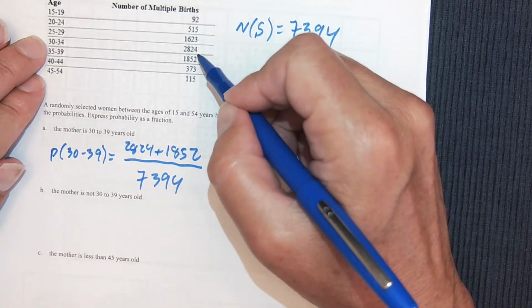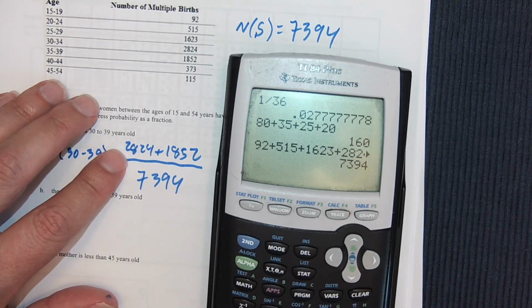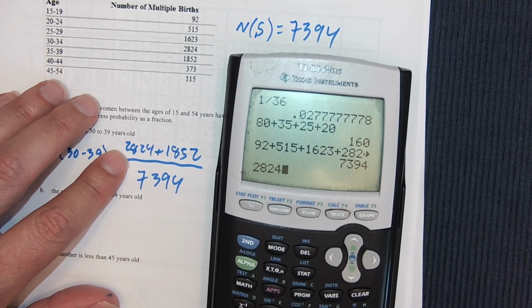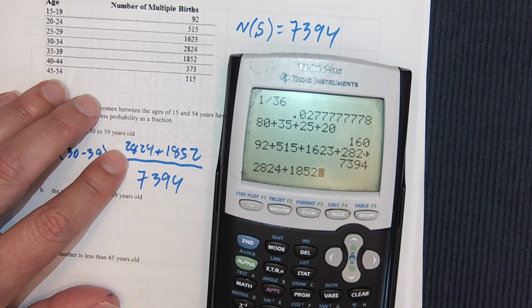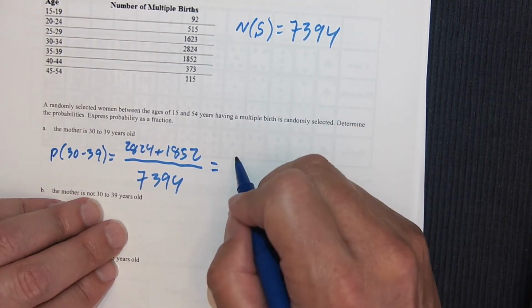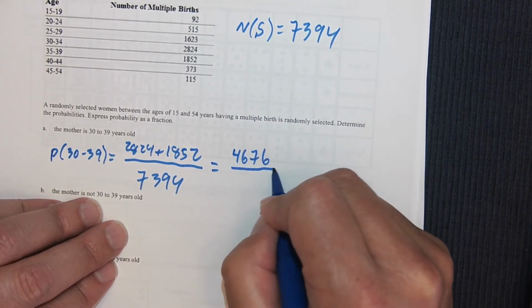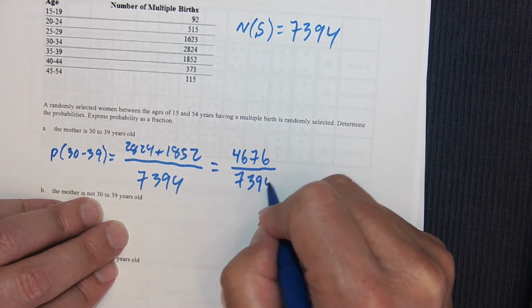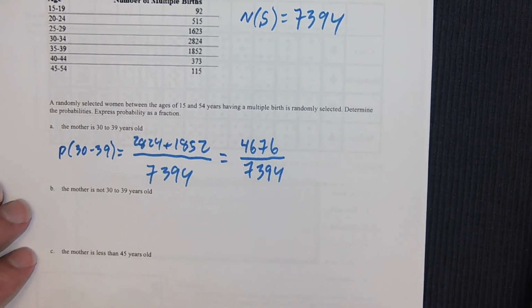30 to 39, we're here. So I have to add those up. 2824 plus. Again, you should be doing this with your calculator. Don't just watch me do it. And that might reduce, it does reduce, but I'm going to leave it.